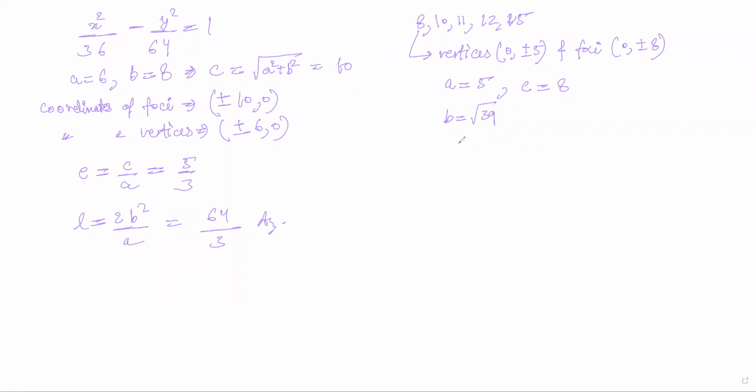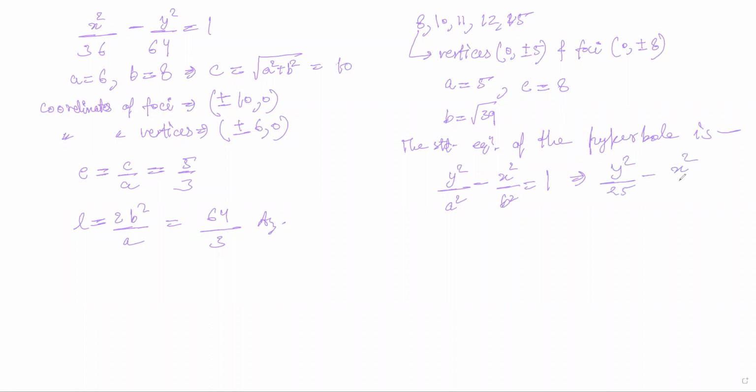Okay, so which type of hyperbola would it be? Can you tell me the standard equation? y square by a square minus x square by b square is equal to 1. Correct. Because we can see that the foci is on the y-axis, hence it has to be y square by a square minus x square by b square is equal to 1. So it should be y square by 25 minus x square by 39 is equal to 1. That is the answer.